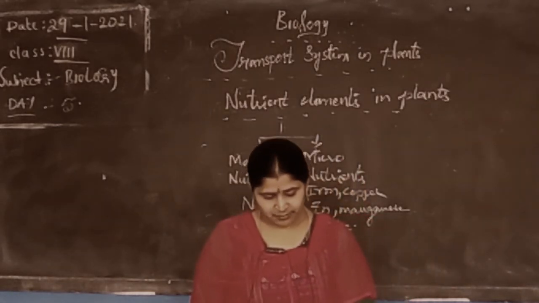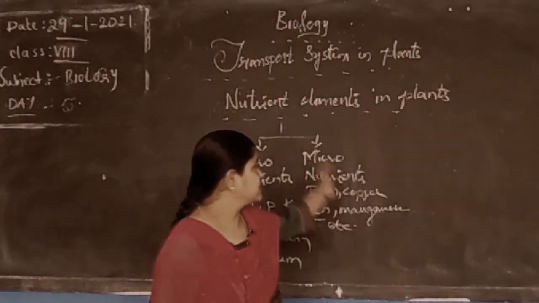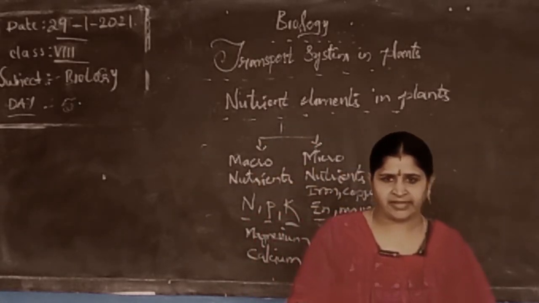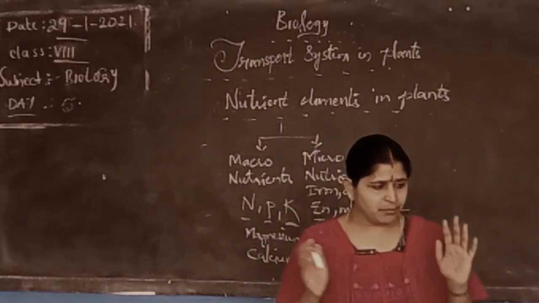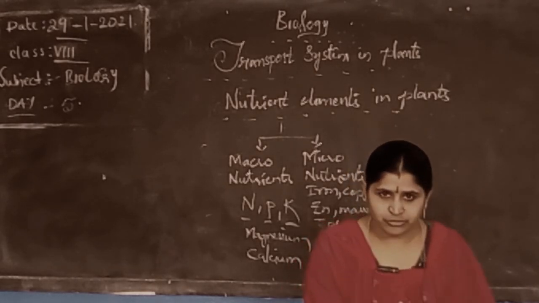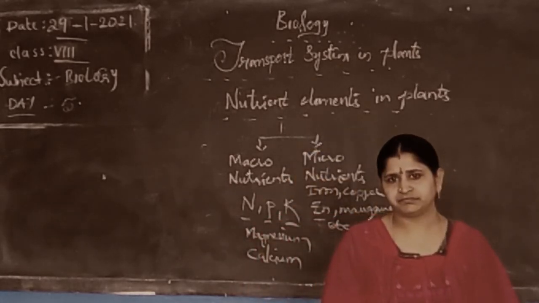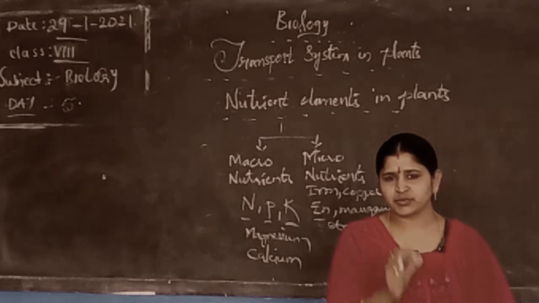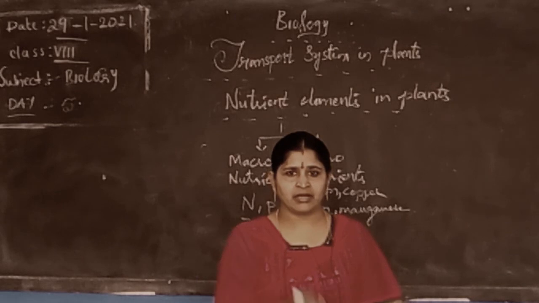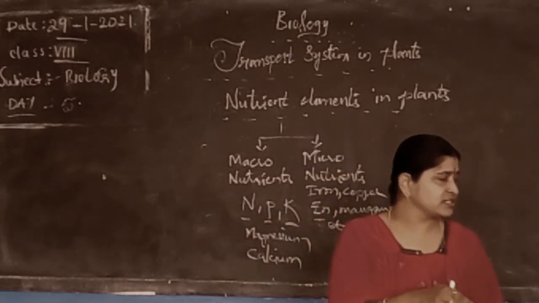Okay, with this we have completed the first chapter, that is transport system in plants. This is the last one, nutrient elements in plants. So tomorrow what you people will be doing is, under micro and macronutrients, first go with the macronutrients, then micro. Write the list of all micro and macronutrients. What is their role in the plant? If that nutrient is deficient, what happens? Okay, the symptoms.